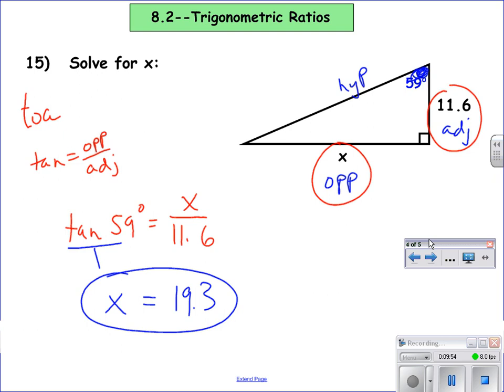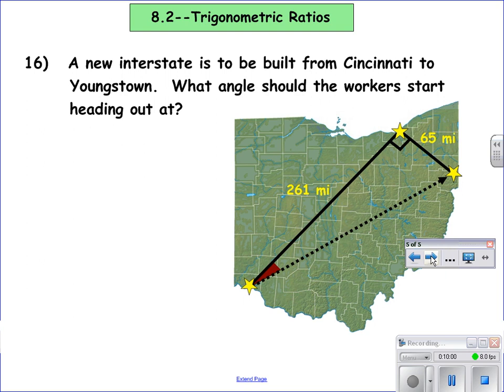Now we're going to use your calculator to find an angle, okay? So you are going to go ahead and this problem here, the interstate is being built from Cincinnati to Youngstown. What angle should the workers head out at? Okay, so they're basically asking you to find this angle right here. So this is the second use of SOHCAHTOA, basically.